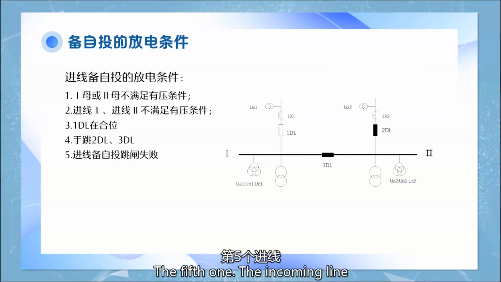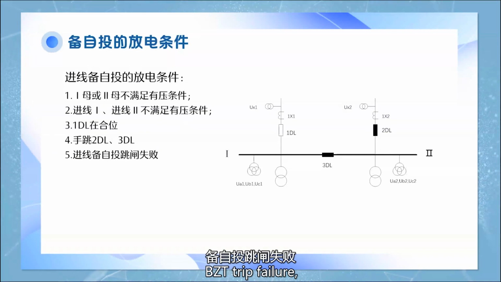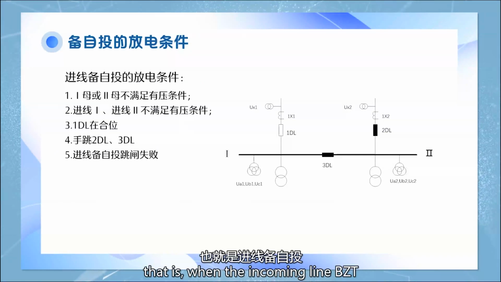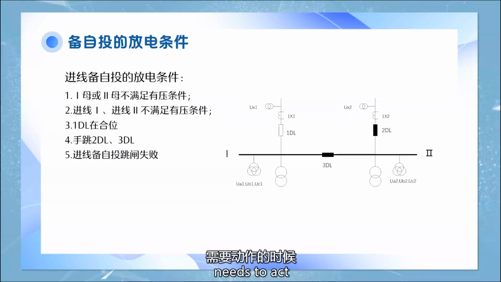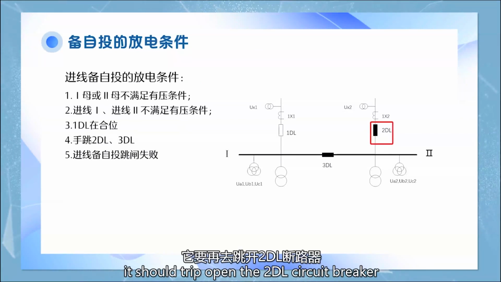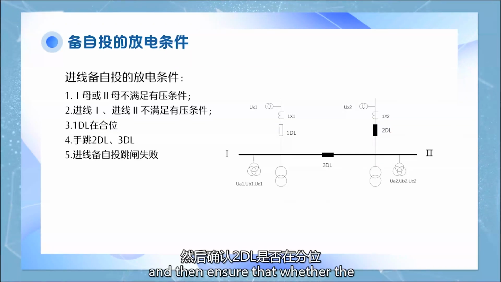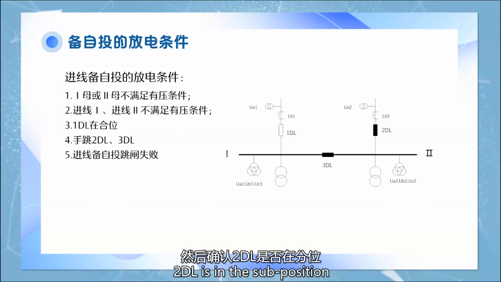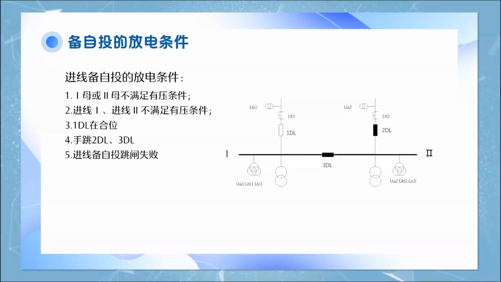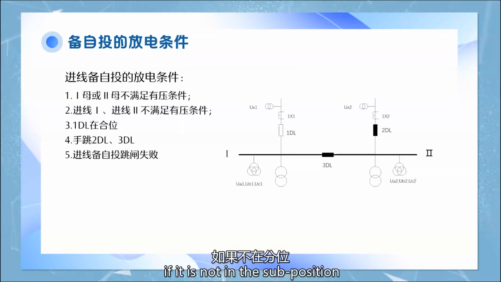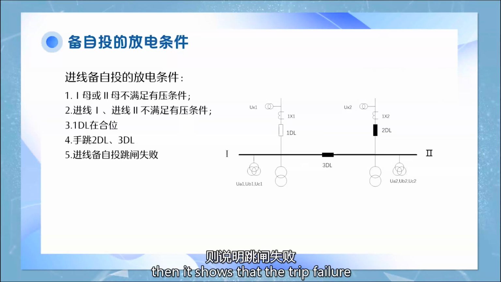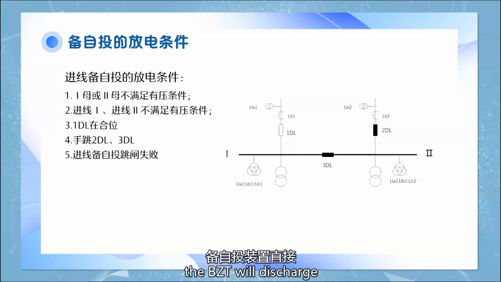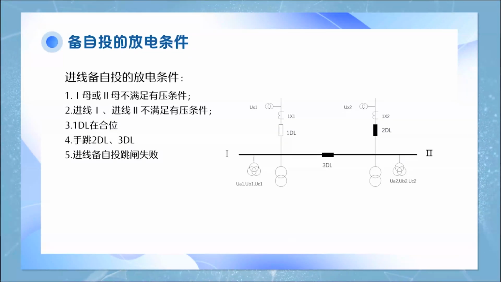The fifth one, the incoming line BZT trip failure. That is, when the incoming line BZT needs to act, it should trip open the 2DL circuit breaker and then check whether the 2DL is in a sub position. If it is not in a sub position, then it shows that the trip failed. The BZT will discharge directly.